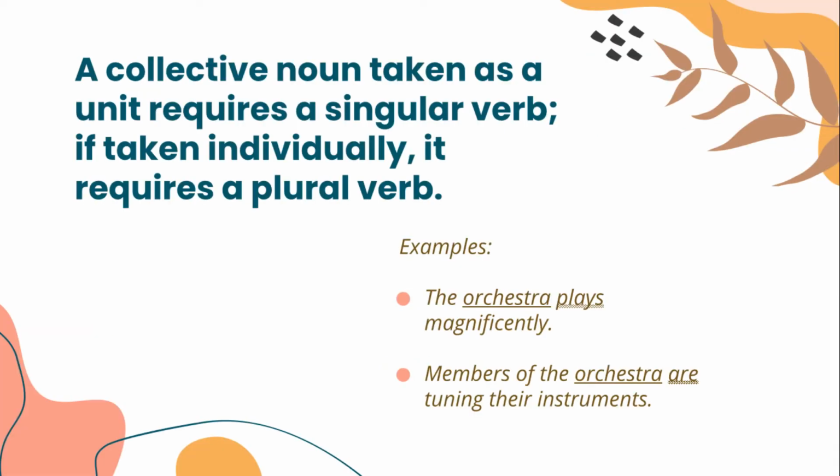A collective noun taken as a unit requires a singular verb. If taken individually, it requires a plural verb. Examples are jury, orchestra, band, audience, faculty, flock, school, committee, etc. For example, the orchestra plays magnificently.